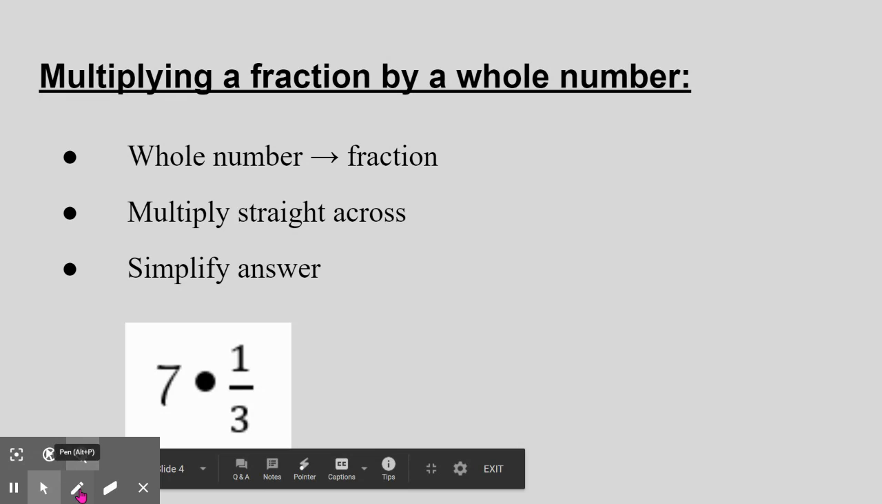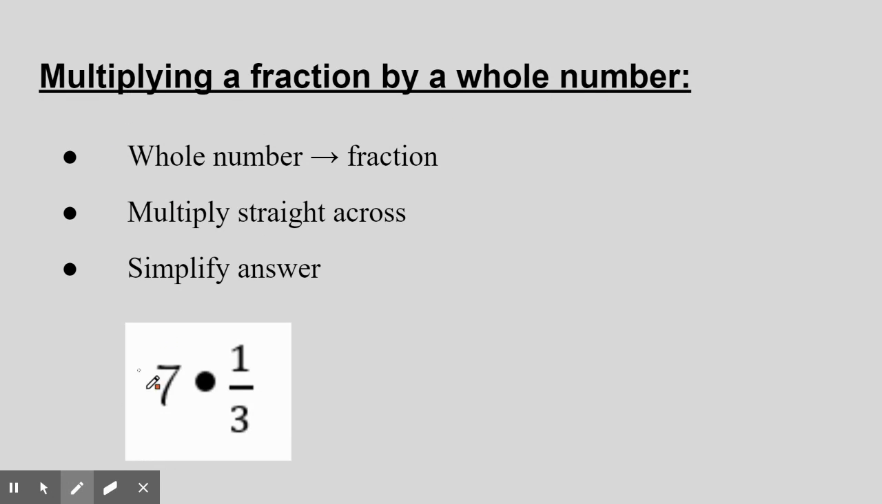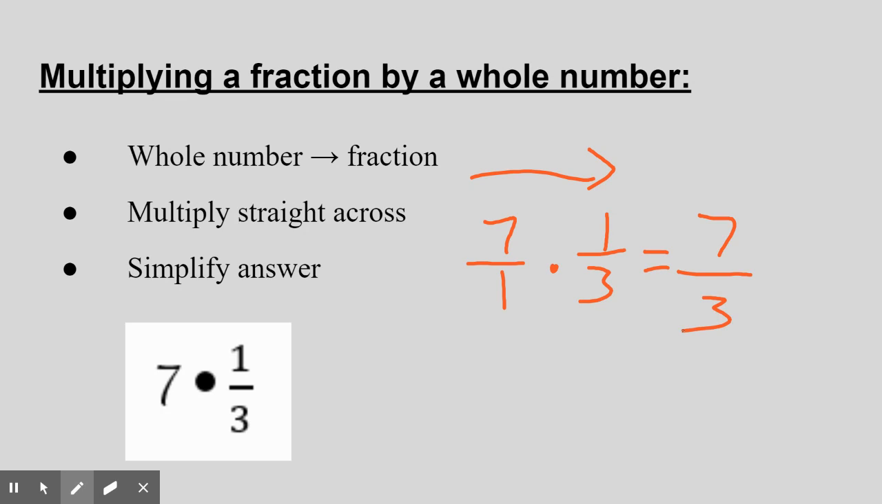All right, here's our first situation. Multiplying a fraction by a whole number. So once again, I see that whole number. I know that I need to put it over 1. Once I do that, all I do is multiply straight across. So 7 times 1 gives me 7. 1 times 3 gives me 3. You then would need to simplify your answer. Well, 7/3 is already simplified because they're both prime numbers. You can't get any smaller. So I leave it alone.